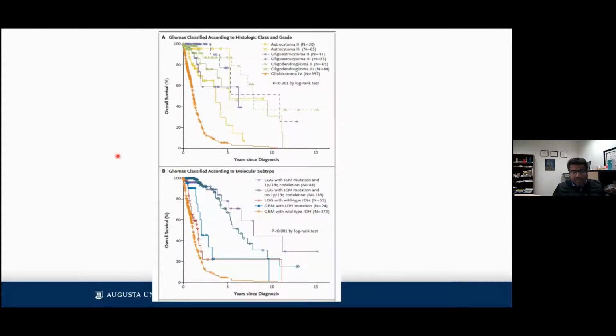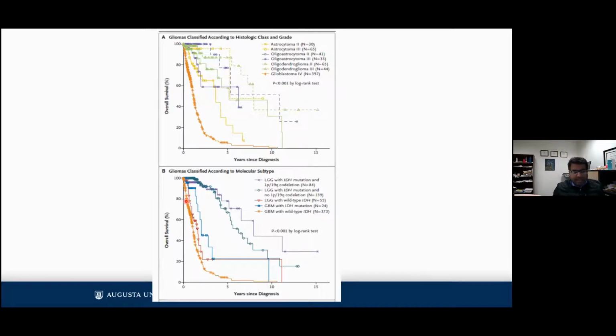The distinction in clinical outcome was so significant that if you compare the histological classification versus molecular classification, you can clearly see that a low-grade glioma with the IDH mutation and 1p19q deletion has a pretty split survival as compared to a glioblastoma with a wild-type IDH. So what dictates outcome is not only your histologic subtype, but the presence of molecular dynamics in these tumors.